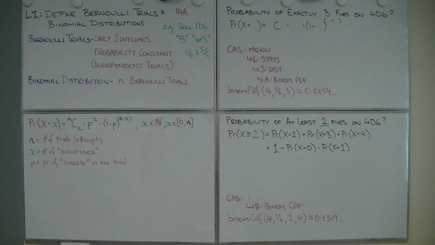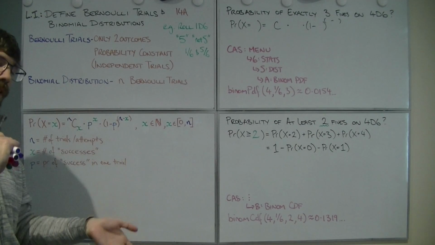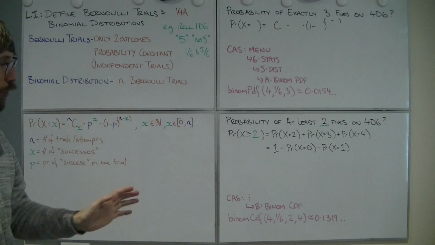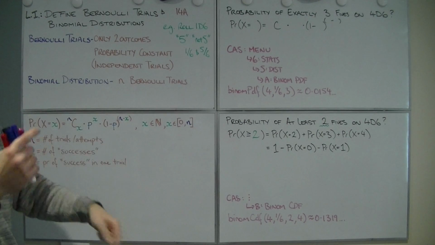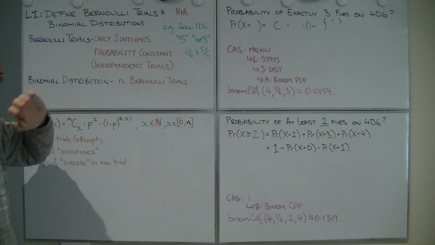Okay, define Bernoulli trials and binomial distributions. This is 14a. So, Bernoulli trials are situations where you'll have only two possible outcomes. Typically, you describe them as a success and a failure, but it can be A and not A, whatever wording you want to use, where your probabilities remain constant between multiple trials, and each trial is independent.